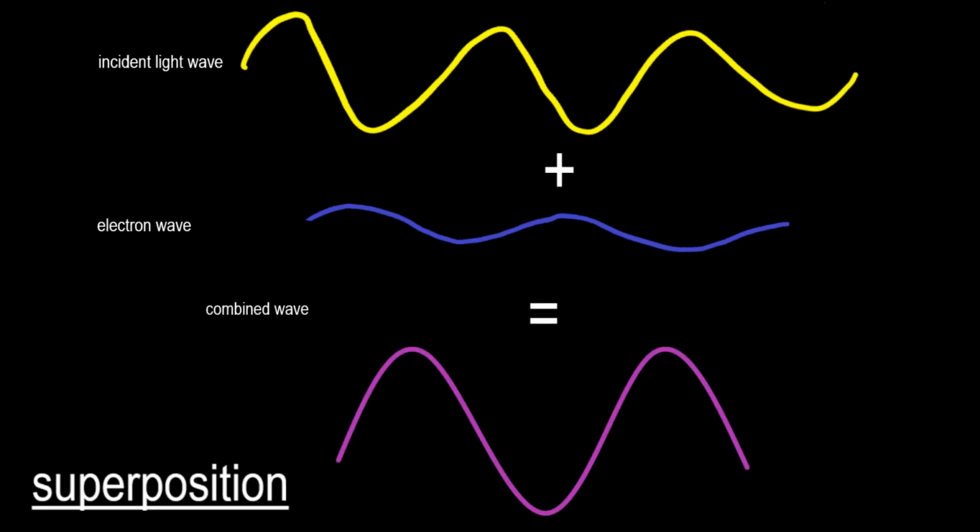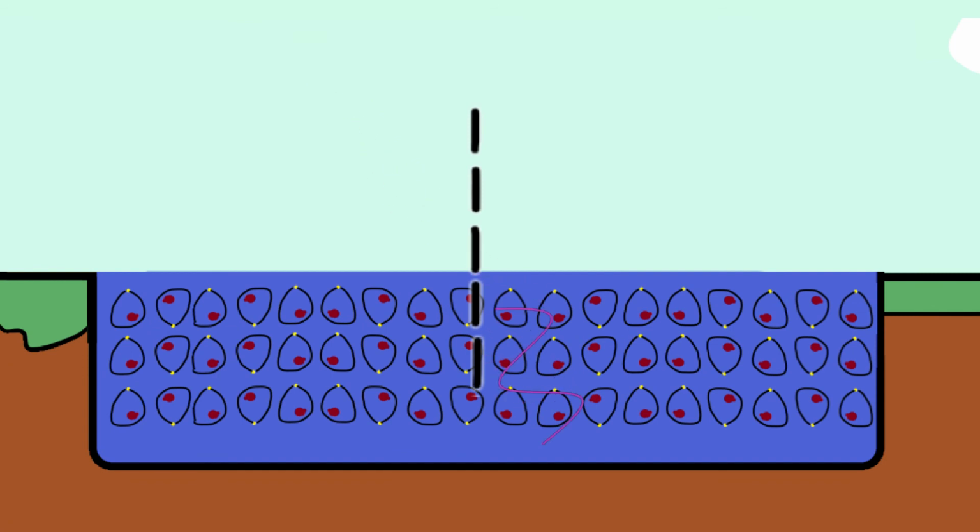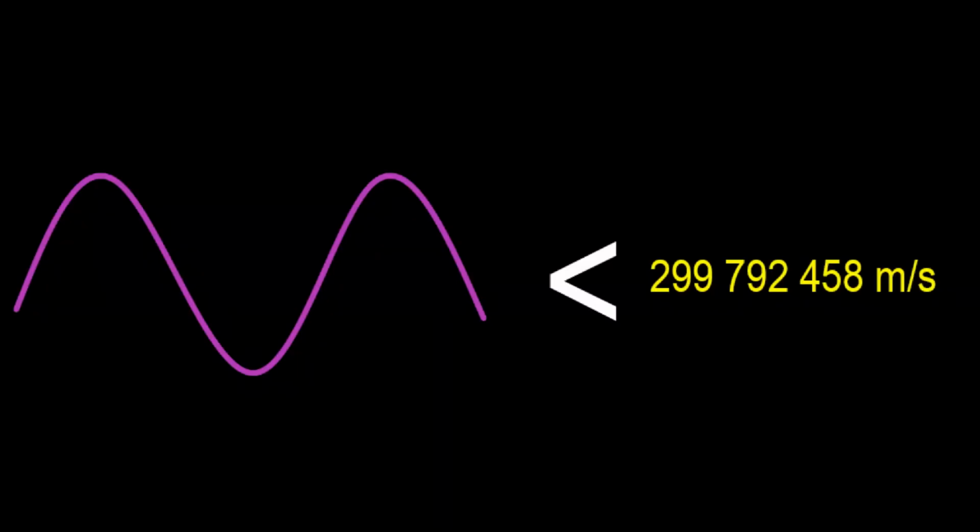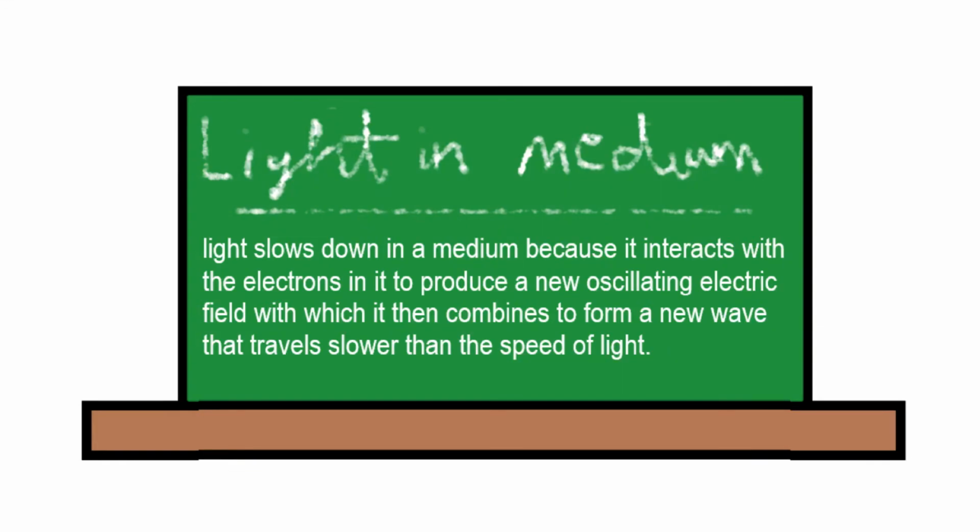This is superposition. The combined wave of light and the oscillating electric field now is what travels through the rest of the medium, not the light by itself. And this combined wave travels slower than the speed of light in a vacuum. It travels slower than 299,792,458 meters per second. So, light slows down in a medium because it interacts with the electrons in the atoms of the medium to produce a new oscillating electric field with which it then combines to form a new wave that travels slower than the speed of light. Whew, that was a mouthful.